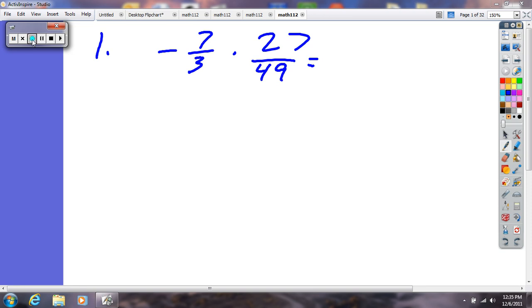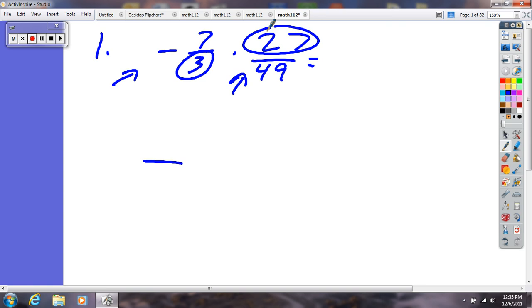Number 1, we are multiplying a negative times a positive. A negative times a positive is a negative. Now, we also have a 3 here, and 3 goes into 27. So we're going to divide it, we're going to reduce it. 3 goes into 3 once, 3 goes into 27 9 times. We also have a 7. 7 goes into 7 once, and 7 goes into 49 7 times.